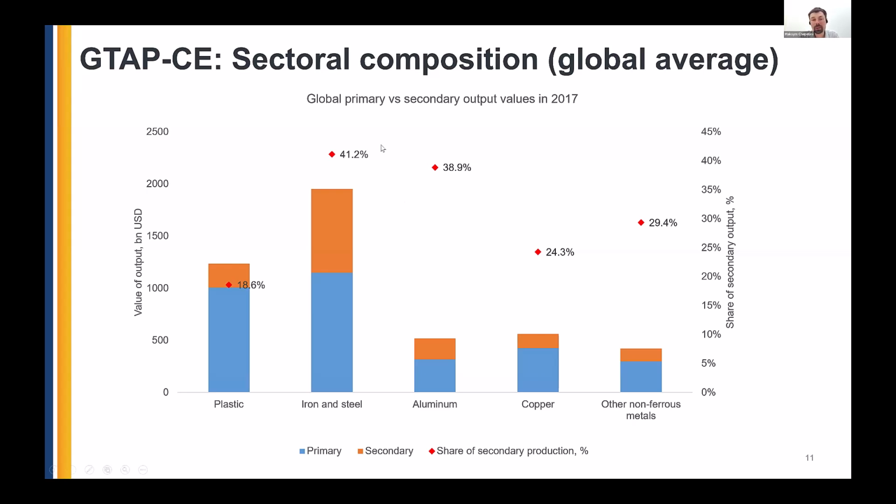As you can see, the share of the secondary activity varies quite substantially across commodities. For instance, it's pretty high in the case of steel and aluminum, around 40% globally, and relatively low for plastic, under 19%. You can also see the values of production. For instance, iron and steel by far has the most substantial value of output, more than all non-ferrous metals combined.